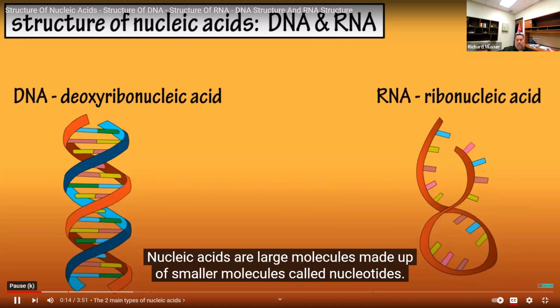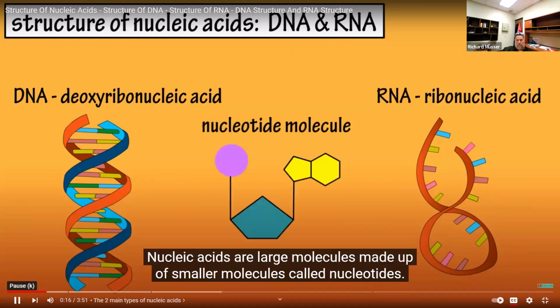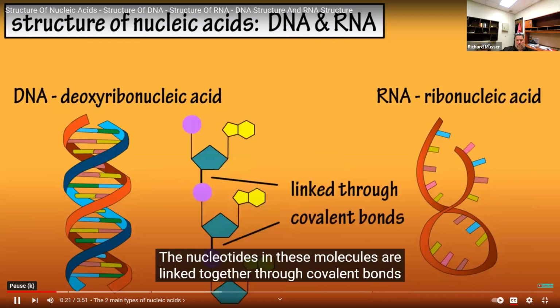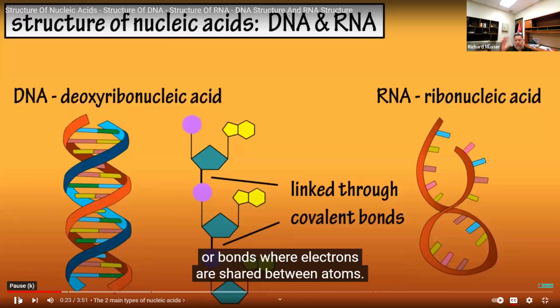Nucleic acids are large molecules made up of smaller molecules called nucleotides. The nucleotides in these molecules are linked together through covalent bonds. Remember, covalent bonds means that they're sharing electrons on the valence shell, the outer shell of an atom, to fill up that outer shell. The bonds where electrons are shared between atoms.